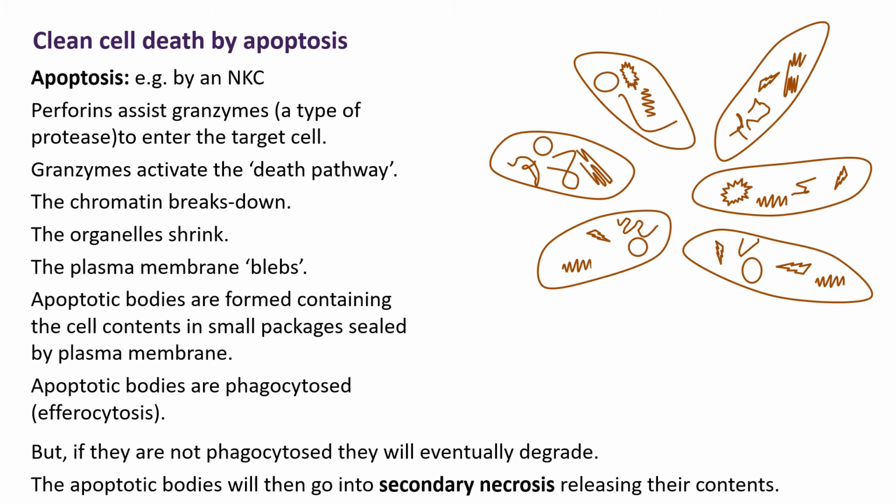And this, we end up with another messy death, because they then release all their contents, we have loads of debris everywhere, just like as if we'd have had lysis. So the ideal is apoptosis followed by efferocytosis, the phagocytosis of apoptotic bodies. That's what we like. Nice clean up.